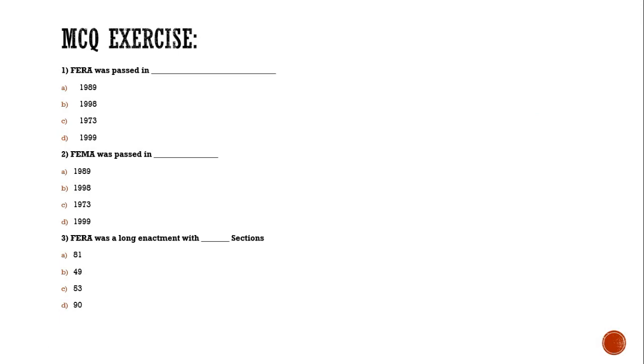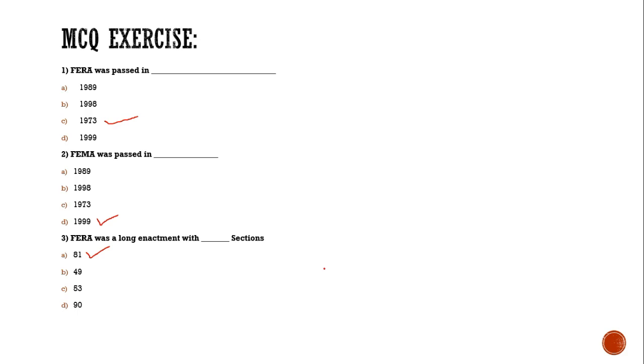Let's discuss the answer. Number 1, FERA was passed in the year. The correct answer for this is 1973. And second, FEMA was passed in the year dash. Now four options: 1989, 98, 73 and 99. The correct answer for this is 1999. And the third one, FERA was a long enactment with dash number of sections. The correct answer for this is 81.